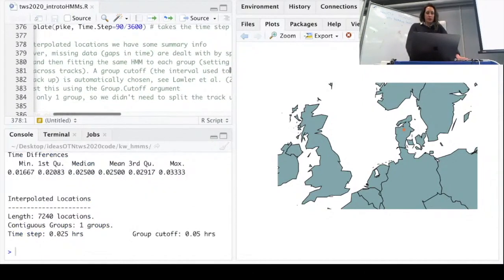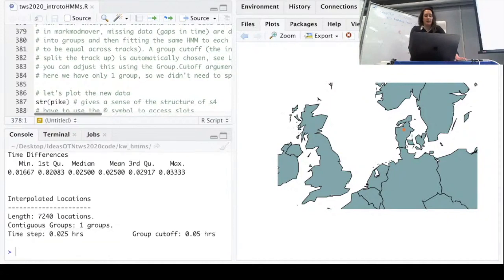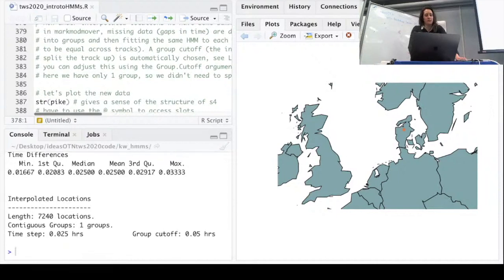Okay, so now the interpolated locations have some summary info on them. We put in a good time step that gave us about as many locations out as we put in, right? So we have one less. Good on us. Contiguous groups is a way of splitting up your data tracks when you do have data gaps. Markov Mover will actually split it up for you, which is really nice. I have a little bit more notes on that, and some examples later on. It tells you the time step and the group cutoff, which helps you decide how many groups you should split it up into.